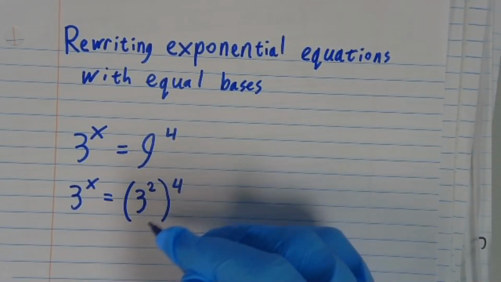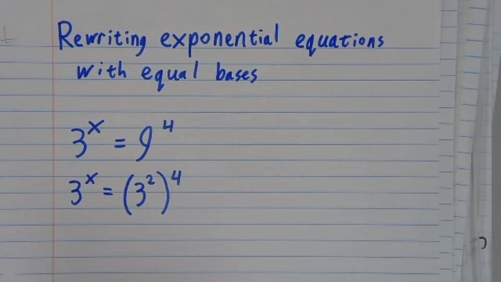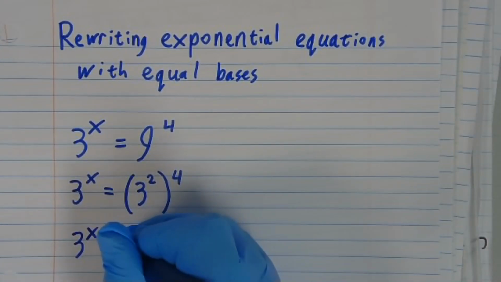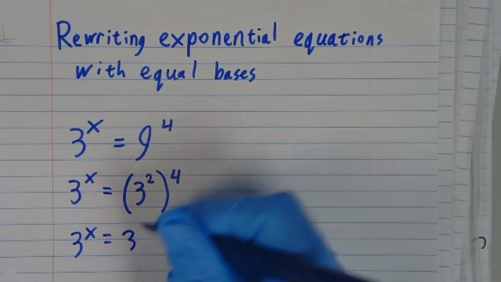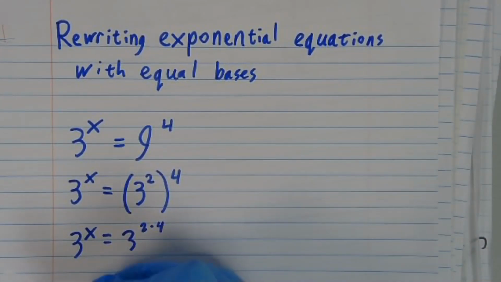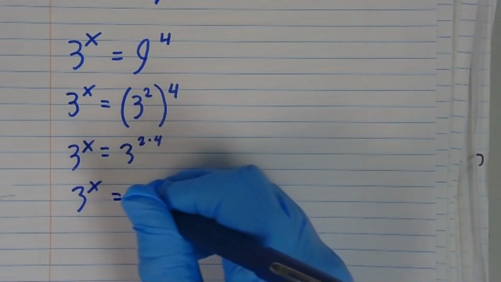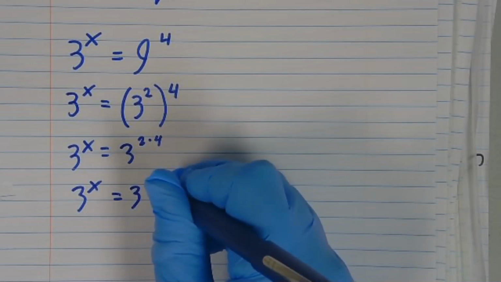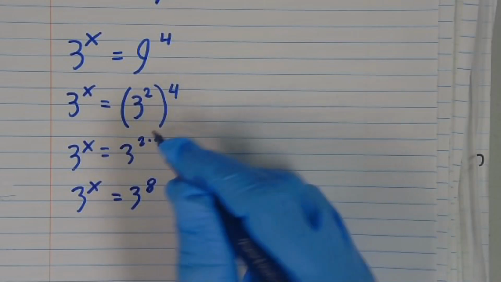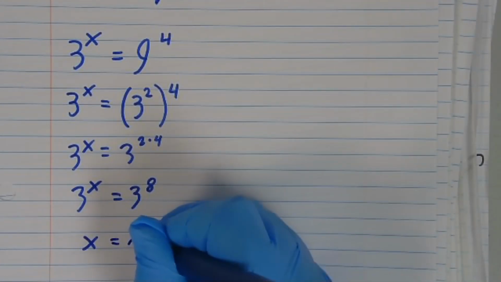And now I can use the power of a power property, which is one of our properties of exponents. And I can rewrite this as 3 to the x is equal to 3 to the 2 times 4, or 3 to the x is equal to 3 to the 8th. And now I've got the same base on both sides. And I could have done this in this step as well. I just chose to multiply this first. So x has to be equal to 8.